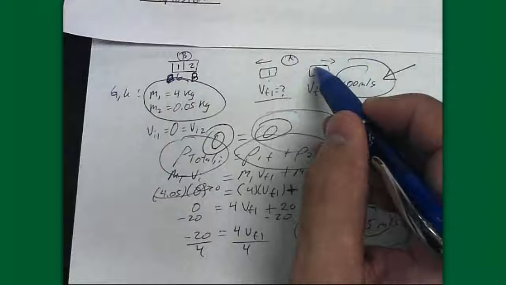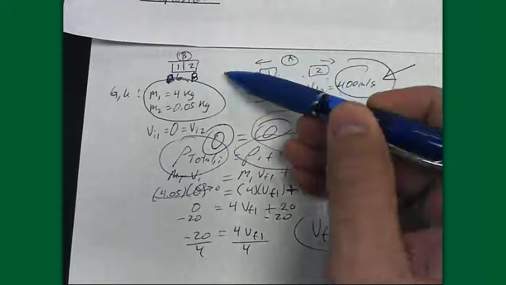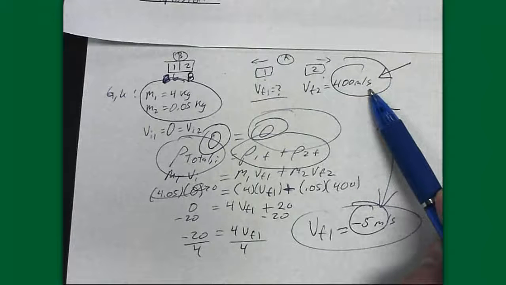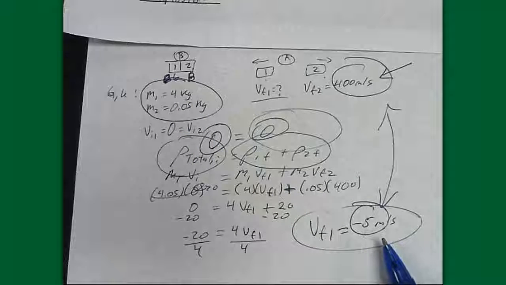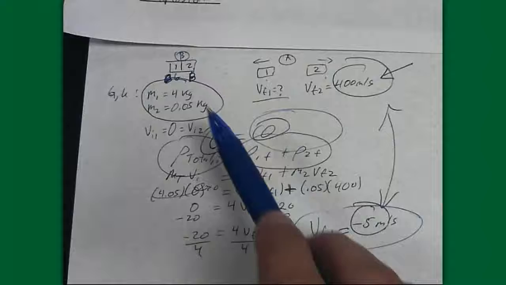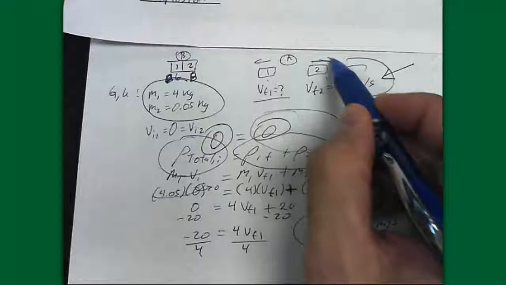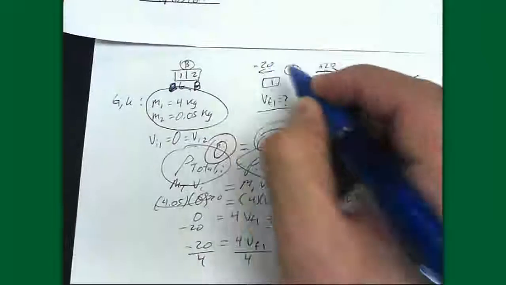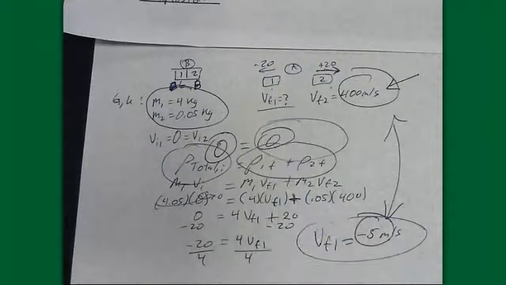And the momentum of the bullet to the right must equal the momentum of the gun to the left. In other words, the mass of the bullet times its velocity is exactly equal to the mass of the gun times its velocity. 4 times 5 is 20, and 0.05 times 400 is also 20. You have a positive 20 and you have a negative 20. They exactly cancel each other out so that the total momentum is still 0.